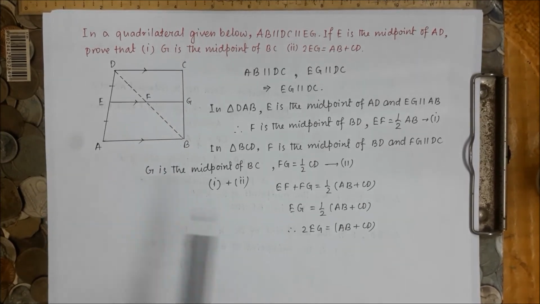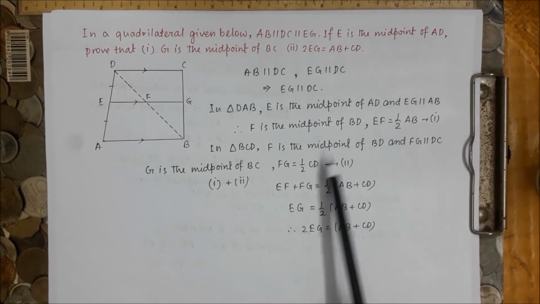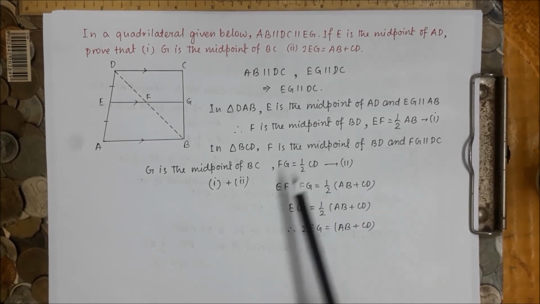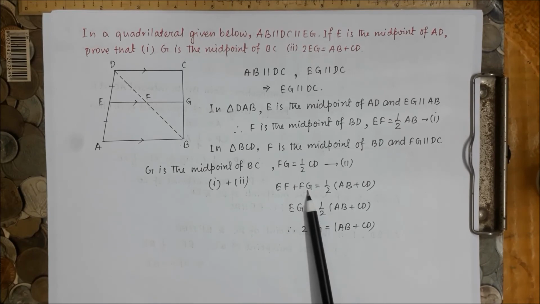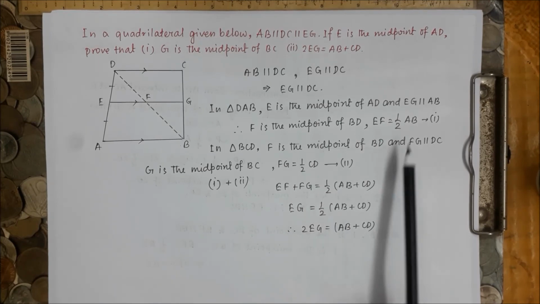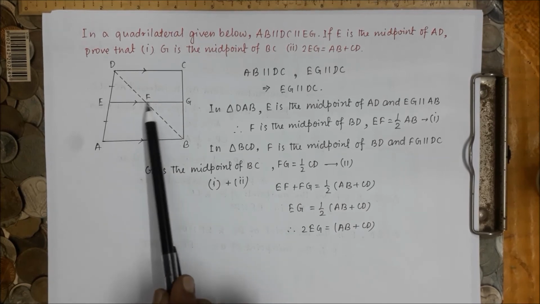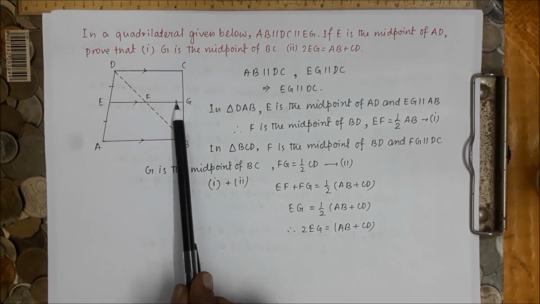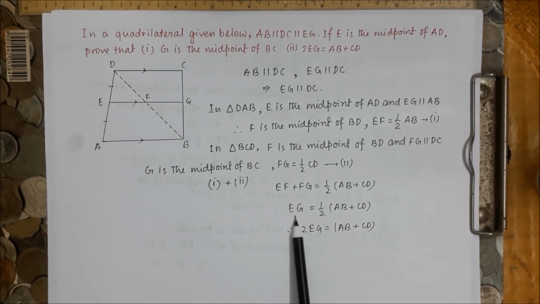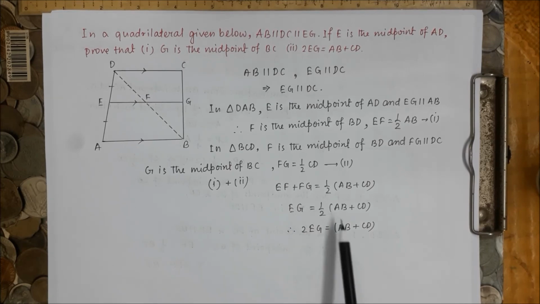So now if you add these two relations, you will get EF plus FG equals 1 by 2 (AB plus CD). Now EF plus FG equals EG. So we write EG equals 1 by 2 (AB plus CD). If you cross multiply, you will get 2EG equals AB plus CD.